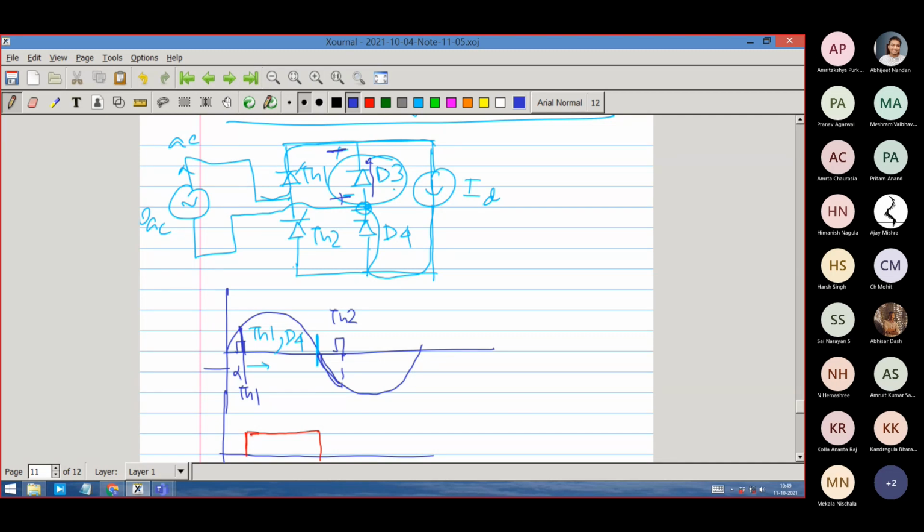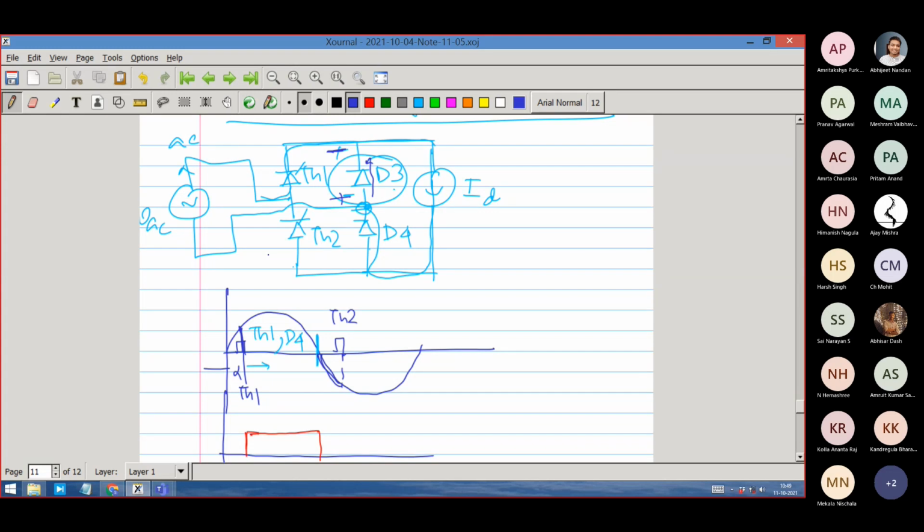Then what will happen? TH2 is no more in the business. We have to decide which other device will be conducting. Is there any change possible in TH1? Assuming D3 is conducting, is there any change possible in TH1?